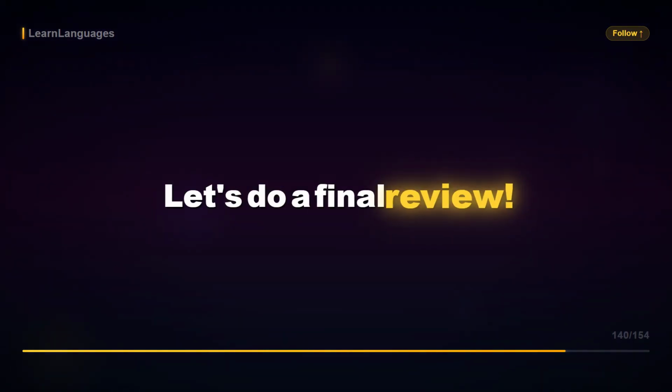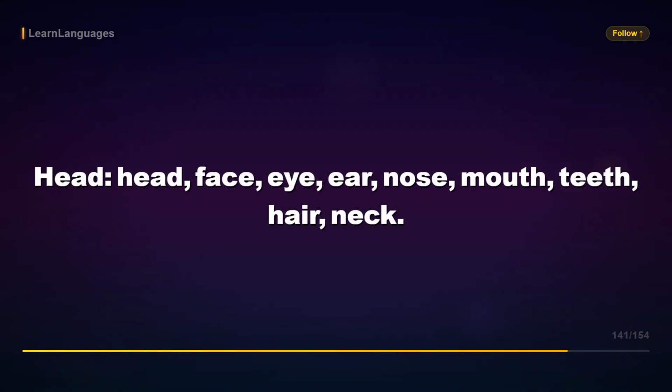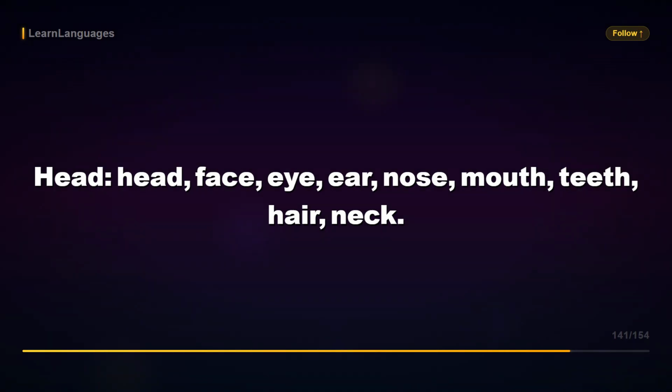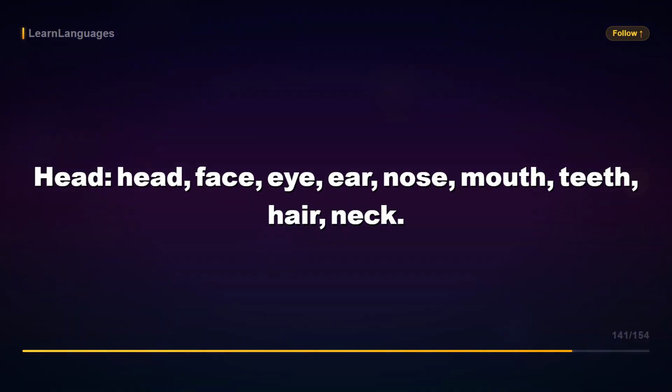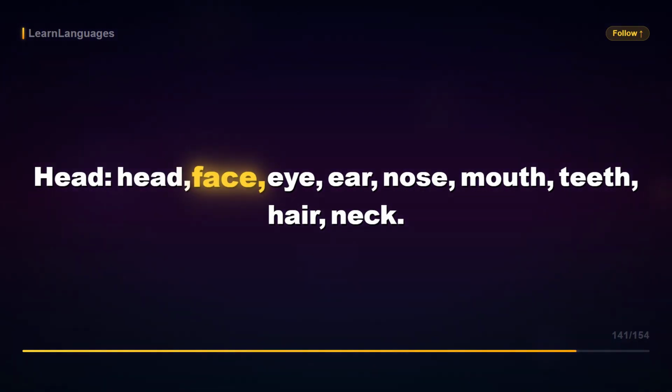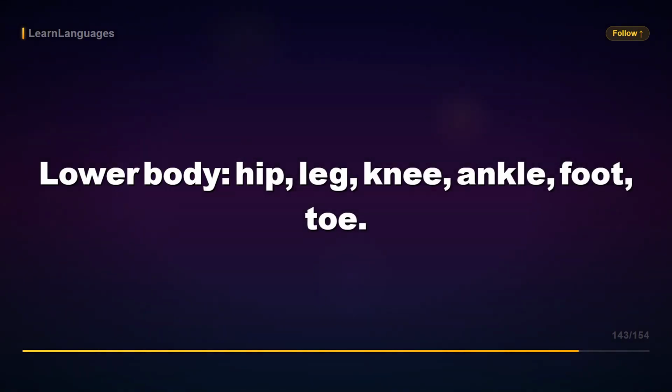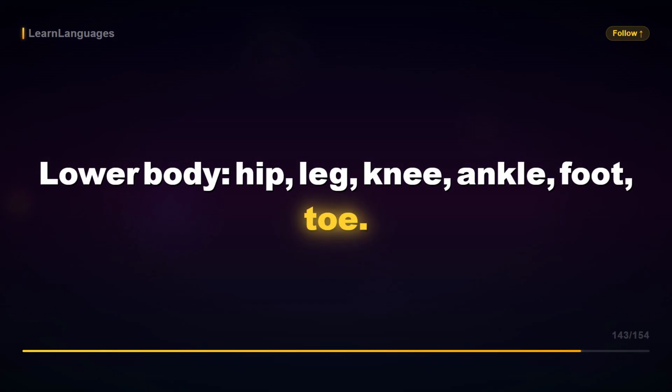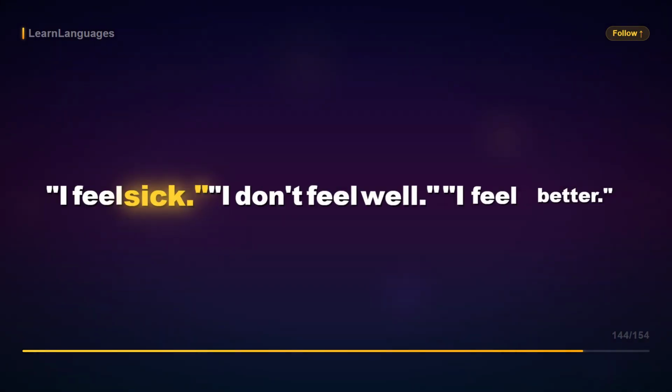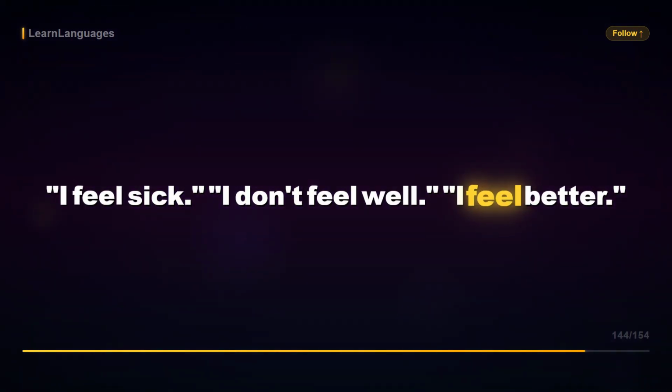Let's do a final review. Head parts: head, face, eye, ear, nose, mouth, teeth, hair, neck. Upper body: shoulder, arm, elbow, wrist, hand, finger, chest, back, stomach. Lower body: hip, leg, knee, ankle, foot, toe. Feelings: I feel sick. I don't feel well. I feel better.